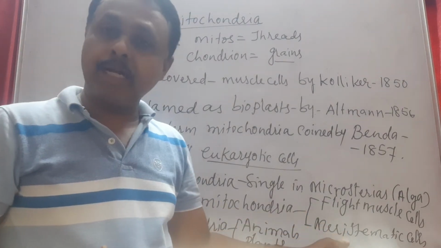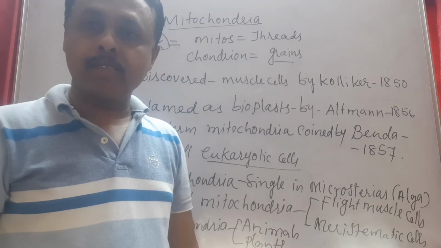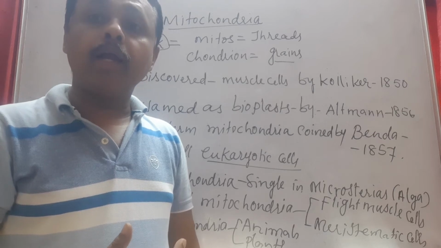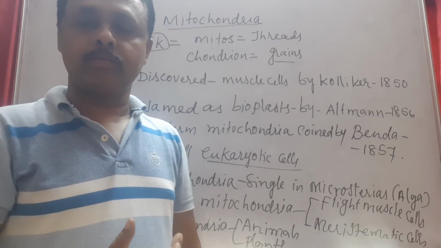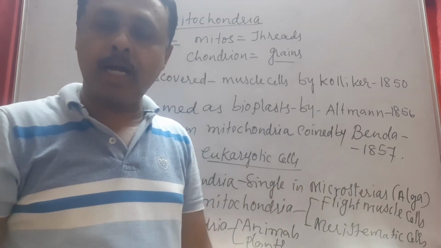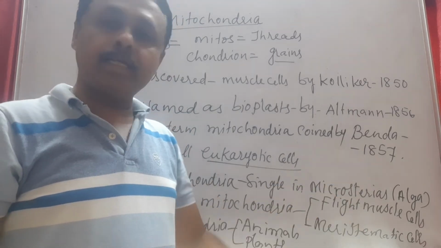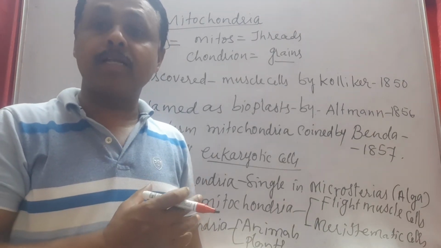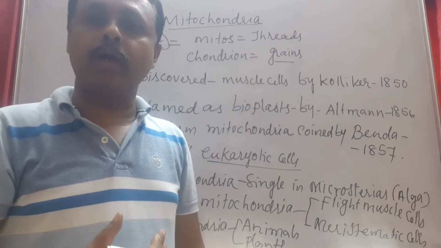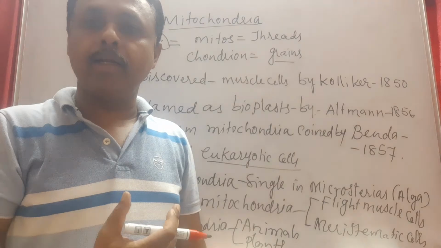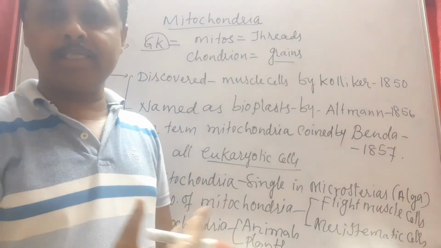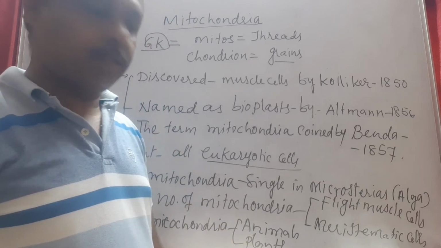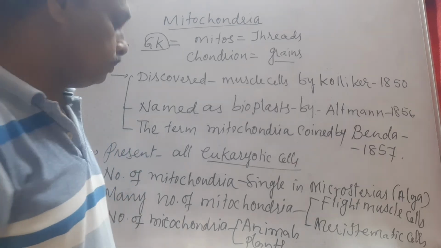Even in meristematic cells and flight muscle cells, the number of mitochondria will be more. Why? Because muscle cells require more energy, as they are used for flying in birds. And meristematic cells are continuously undergoing cell division, which is an energy-requiring process. That's the reason why mitochondria will be more in muscle cells as well as meristematic cells.